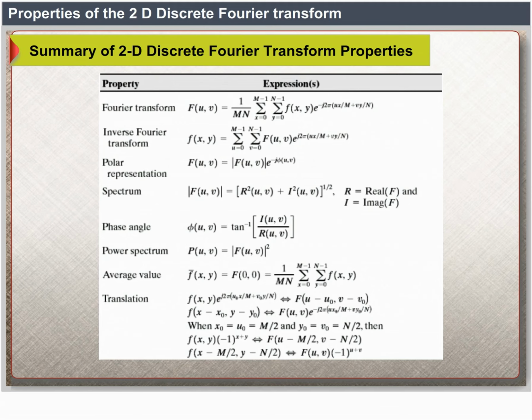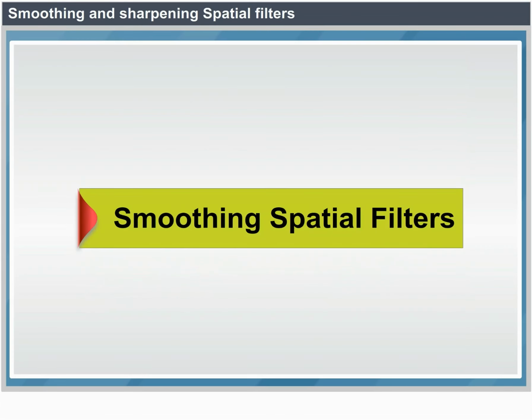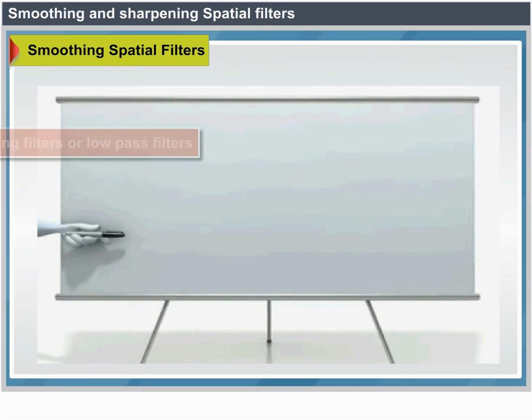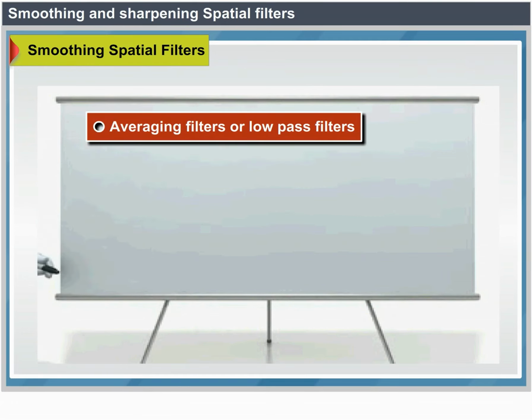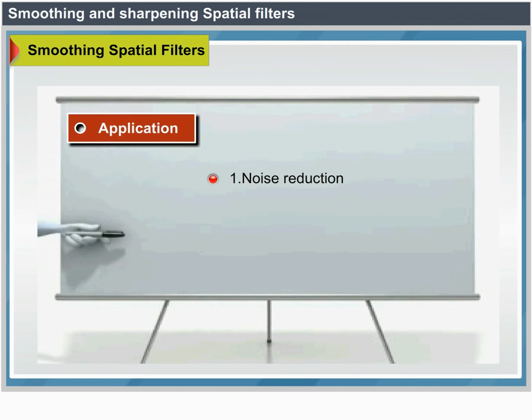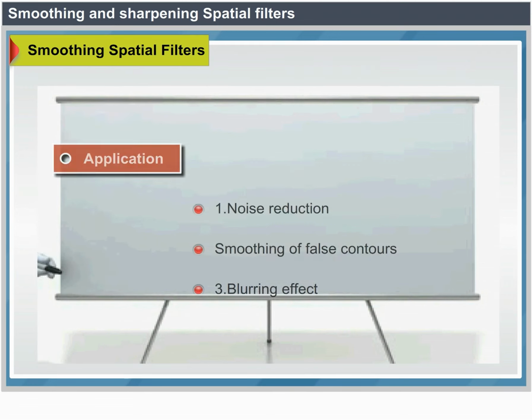The below figure shows the original image of size 500 x 500 pixels, and results of smoothing with a square average filter mask of size m equals 3, 5, 9, 15 and 35. The general implementation for filtering an m x n image with a weighted averaging filter of size m x n will be as shown on screen.